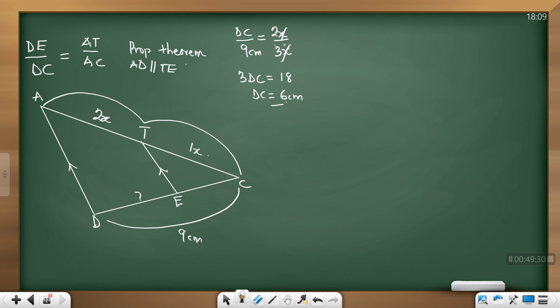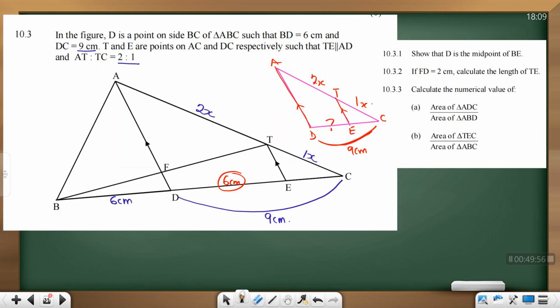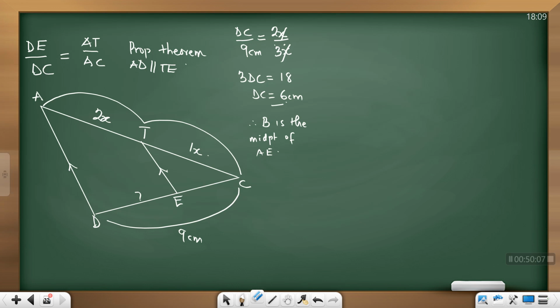Guys, are we okay? Let me see. Thumbs up, thumbs down. Did this make sense? All right. So we can conclude, therefore, B is the midpoint, right? B is the midpoint of AE. Was it AE? No, I'm lying. D is the midpoint of BE. D is the midpoint.